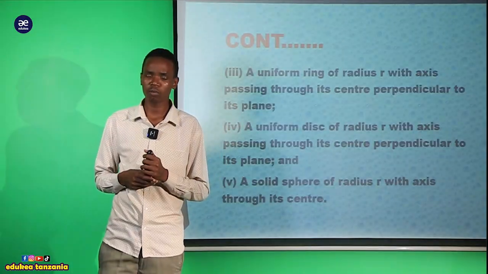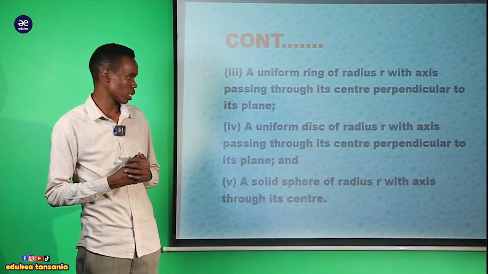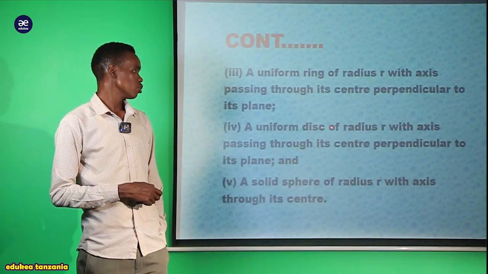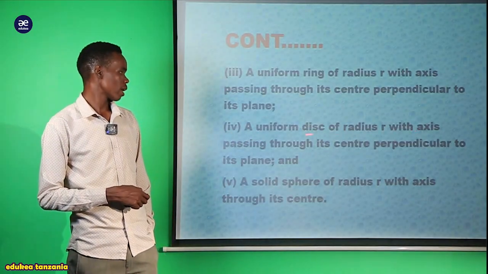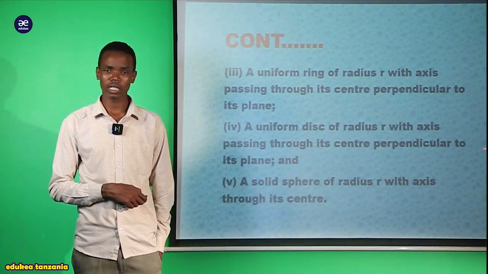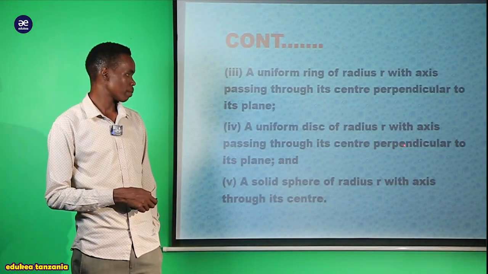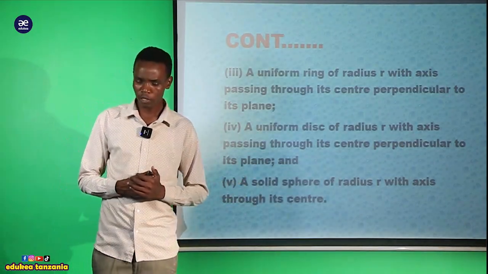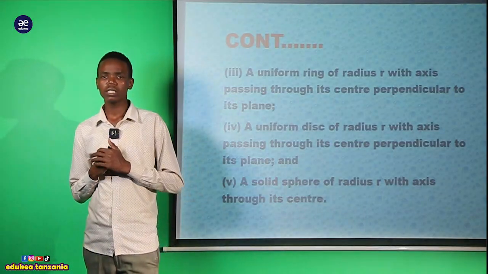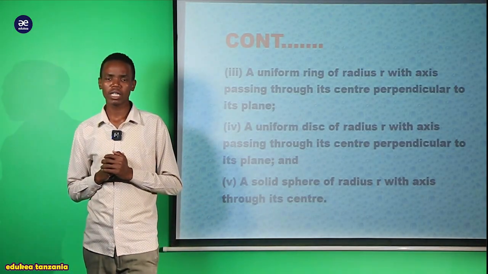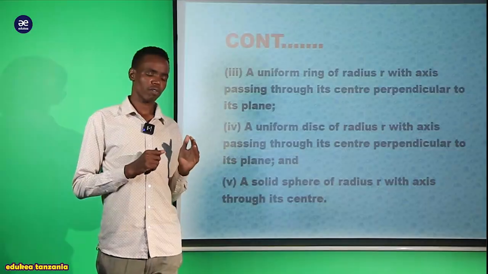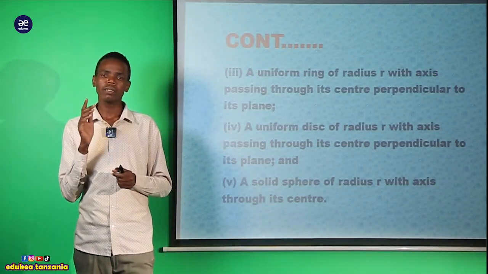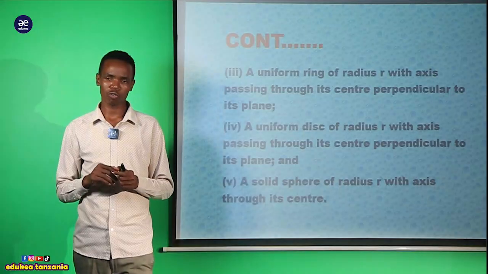That is what we have been asked in our question here. But on Roman 4, a uniform disk of radius r with axis passing through its center, perpendicular to its plane. For the first Roman here, we were supposed to reduce the moment of inertia for the uniform disk. Now imagine we have the disk, and that disk having the axis of rotation.